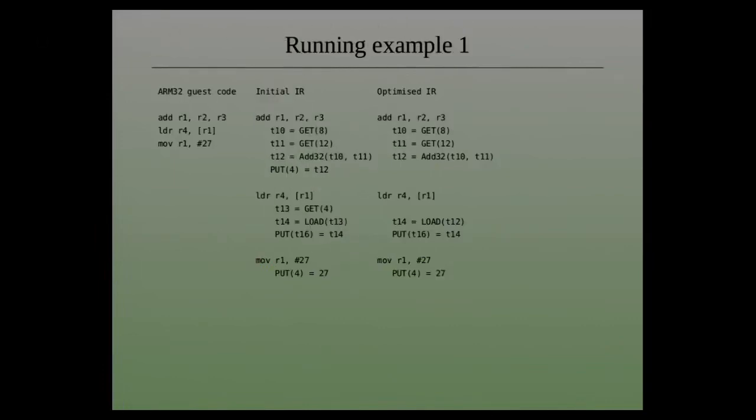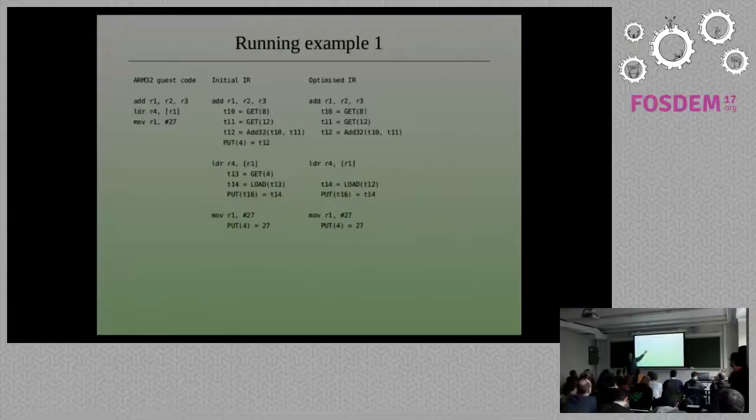So load is very similar. We're going to fetch R1 again, going to actually do the load and then put the result back in the result register in its slot. And finally, we're going to overwrite R1 with this value 27. So we're just going to take the literal 27 and put it in the slot for R1.